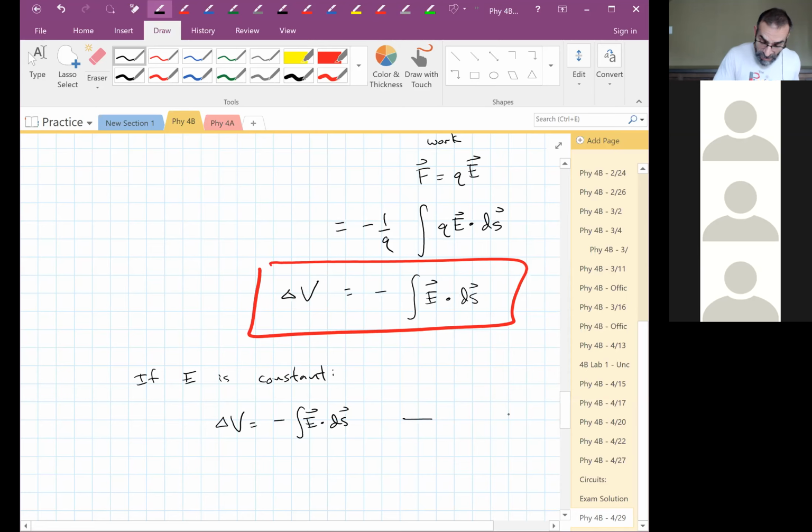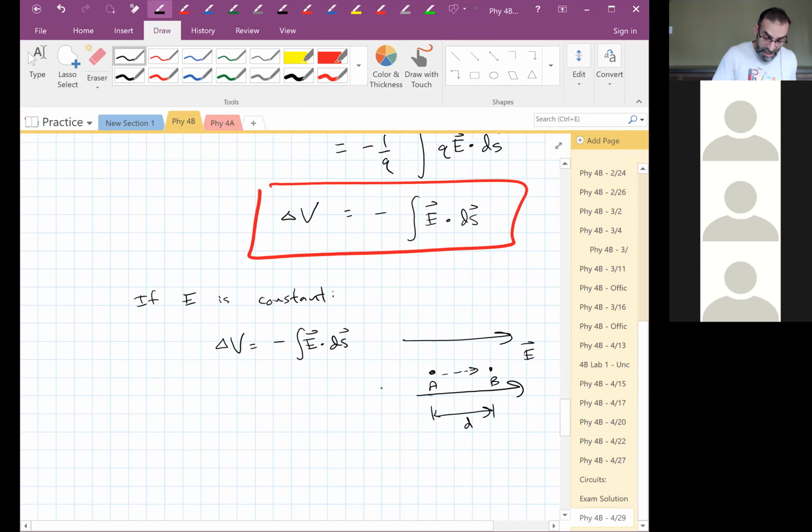So we've got some region of space here. We've got an electric field. We're going from A to B, and some distance, call that D, between A and B. So what is this? If the electric field's constant, it comes out of that integral, right? And the integral of ds is just the distance between those 2 points, right? So this is just minus E times the distance between the 2 points. This is delta V AB.